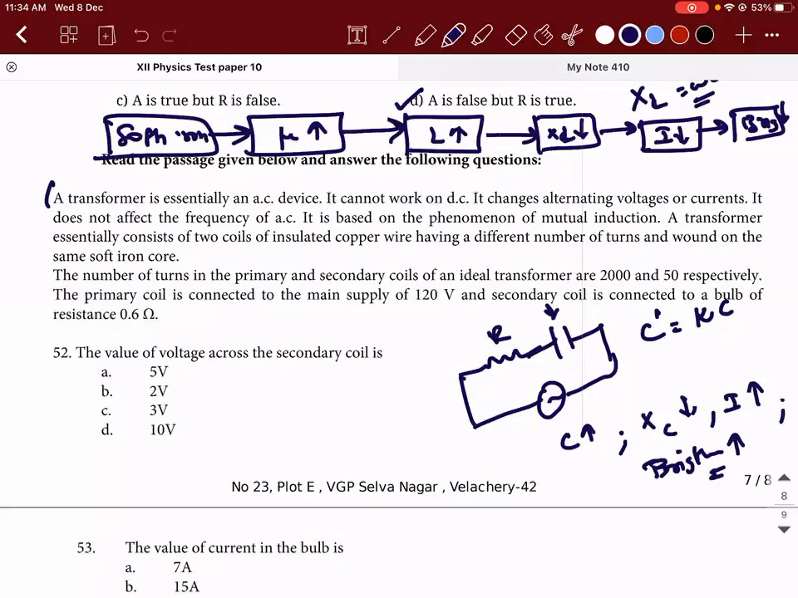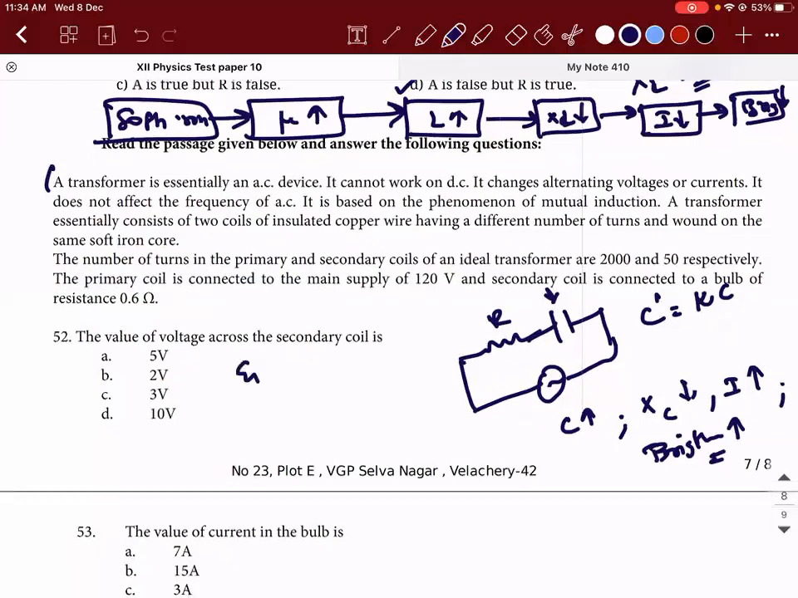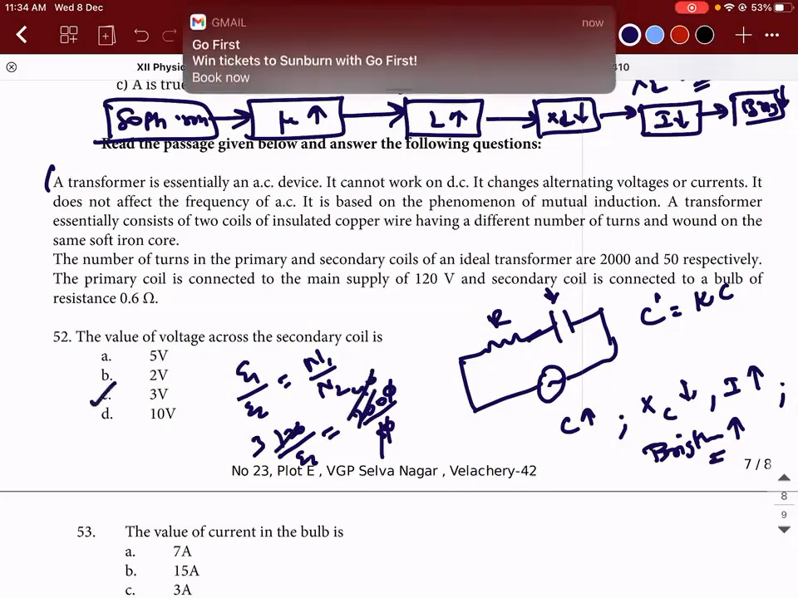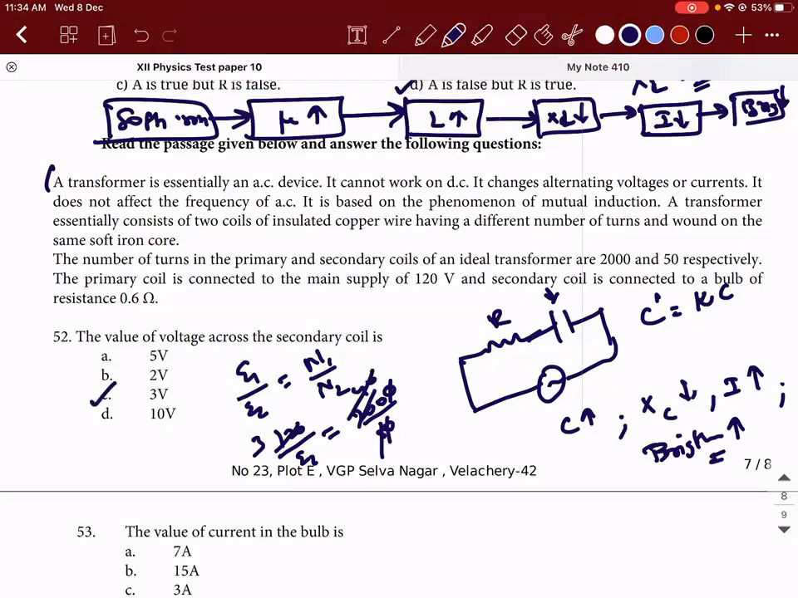So, what is the formula, guys? E1 by E2 will be equal to N1 by N2. E1 is 120, divided by E2, which is what you need to find. What are the number of turns in the secondary? 2000 divided by 50. Cancel it. This goes 40 times. This goes 3 times. Answer is 3. So, it is a step down transformer.